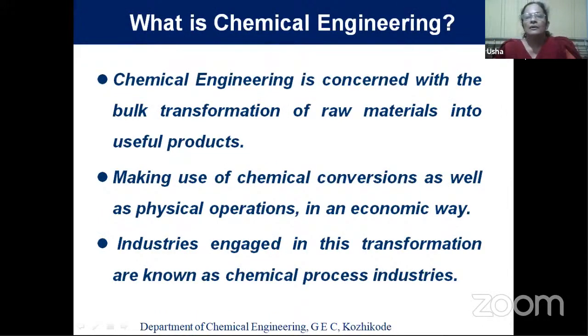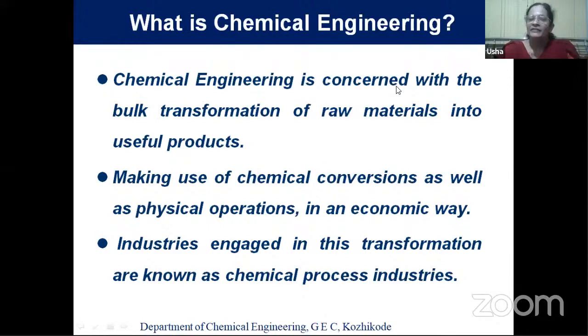What is the definition of chemical engineering? Chemical engineering is concerned with the design and bulk transformation of raw material into useful products. We are using chemical reaction and conversion, physical and chemical conversion, to make a useful product. That is raw material into useful product. That is the basic definition of chemical engineering.